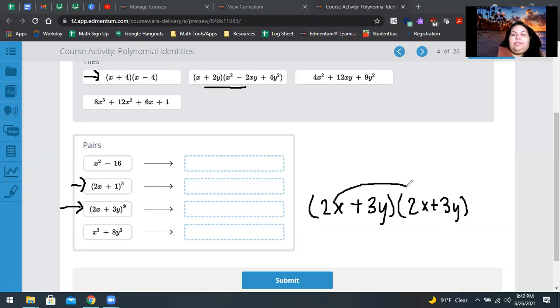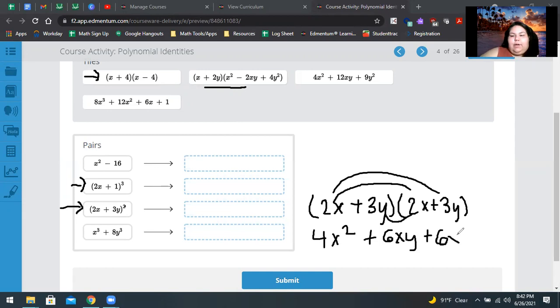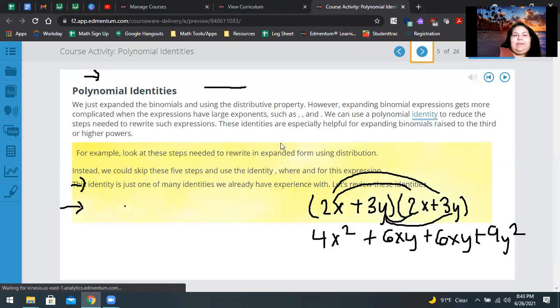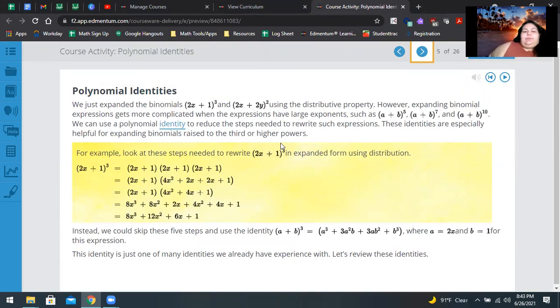So it'd be 2x times 2x, which gives us 4x squared. 2x times 3y is 6xy. 3y times 2x is 6xy, and 3y times 3y is 9y squared. So you can already see which tile that one is going to belong to. You just need to simplify the 2 middle terms in there. Either way, take a moment to do that. You should already be familiar with it because we've learned about expanding polynomials, multiplying them, and also simplifying.